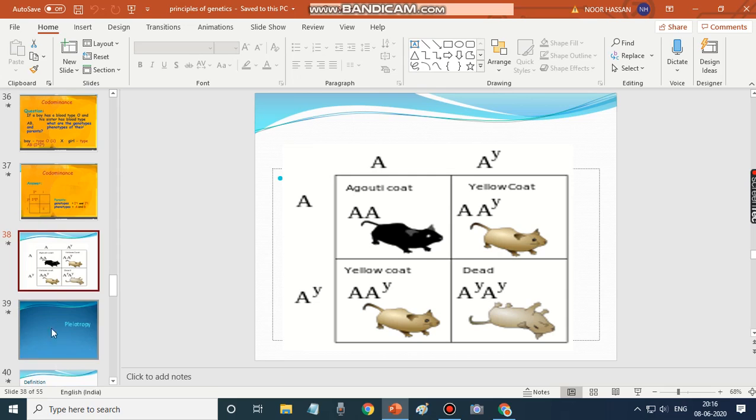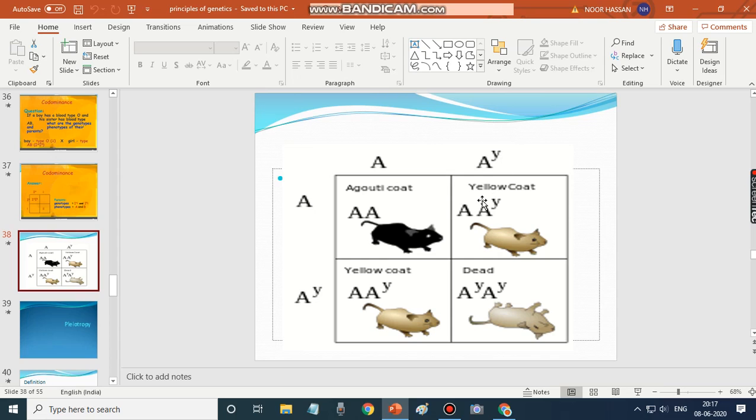And this is about lethal genes. In your book it is a little different from the slide, but from the slide you can understand easily. The yellow coat color in mice is due to the presence of gene Y. This expresses yellow coat in mice.